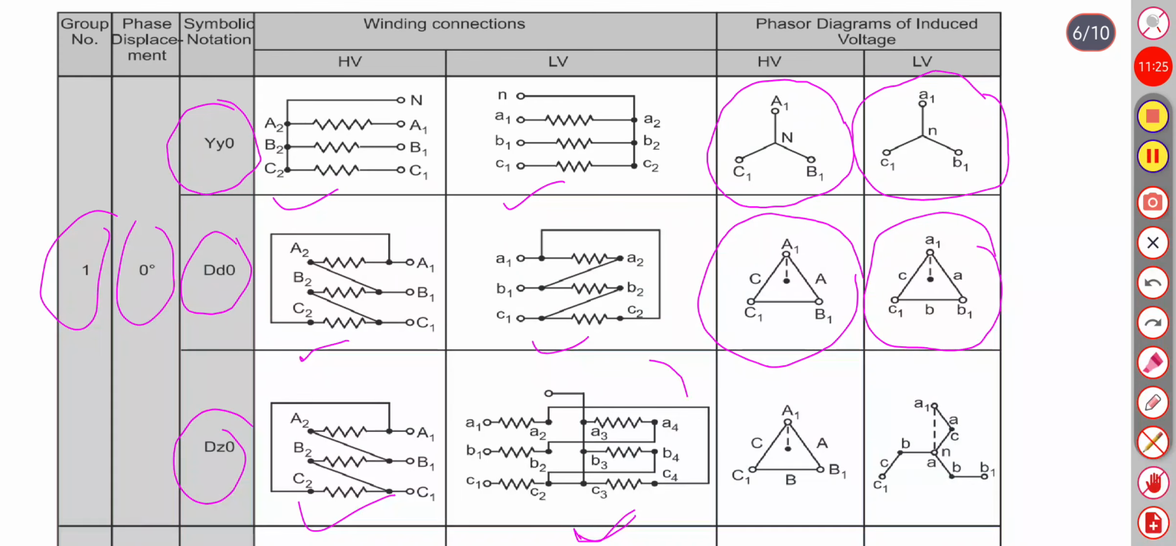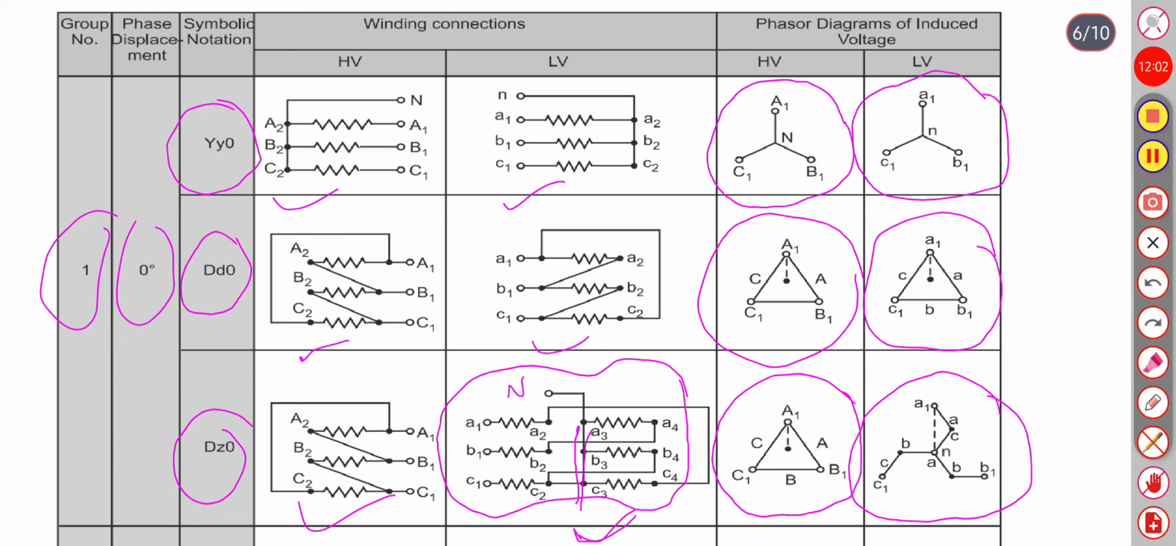So this is called the zigzag connection. Each winding has two sets of winding, meaning one phase winding is divided in two sets. One set is shorted and the neutral is taken out from this. This type of connection is called the zigzag connection. In this case, the HV winding vector for delta will look like this, and the phasor diagram for the zigzag winding will be like this.